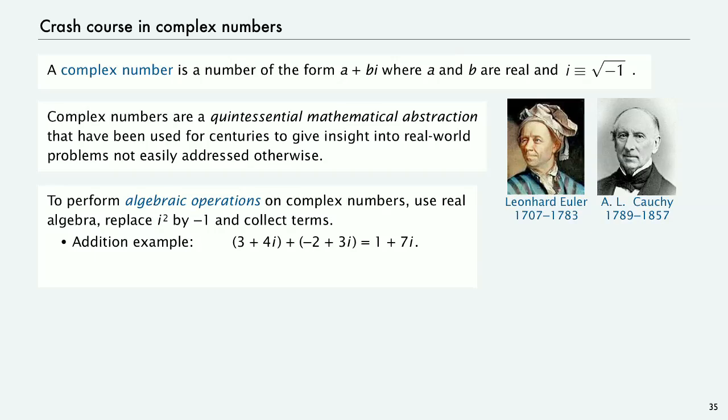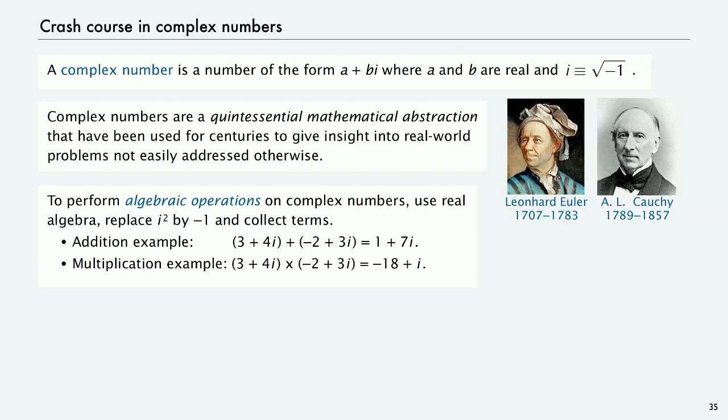So for example, to add 3 plus 4i and -2 plus 3i, we just use regular algebra. 3 plus -2 is 1, and 4 plus 3 is 7, and we have 1 plus 7i. To multiply, it's more complicated.